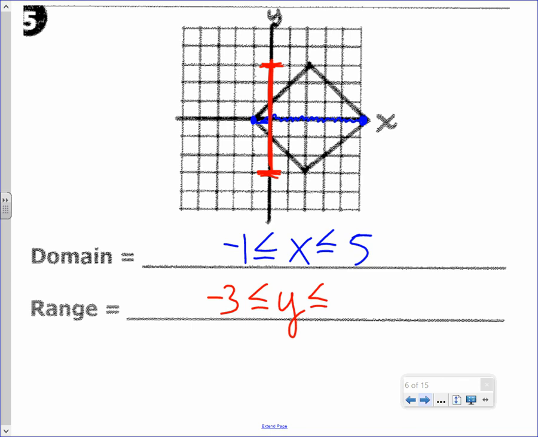So let's park our car there. 1, 2, 3. So when you read it, you start out with y. Y is greater than or equal to -3, and less than or equal to 3. Perfectly said.